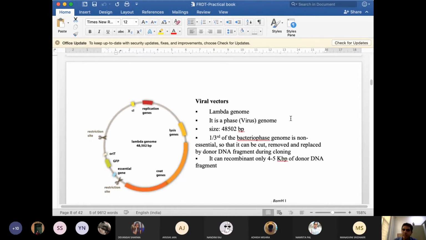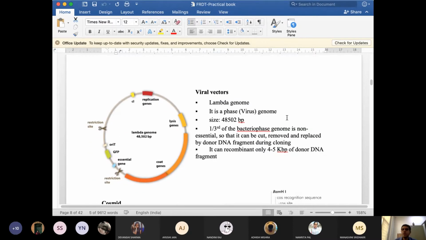Next type we are talking about is the viral vectors. In the viral vector, we know that lambda phages are there, bacteriophages that we call them. So lambda is a bacteriophage. These are the phages, these are the viruses which infect bacteria. Here the size is going to be a bit larger. You can see 48,502 base pair is the size of it.